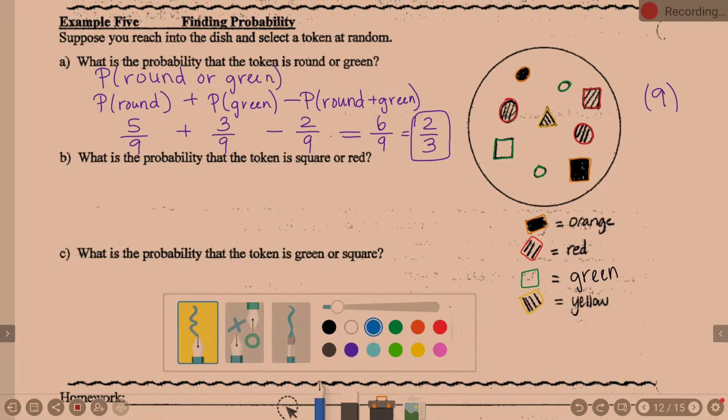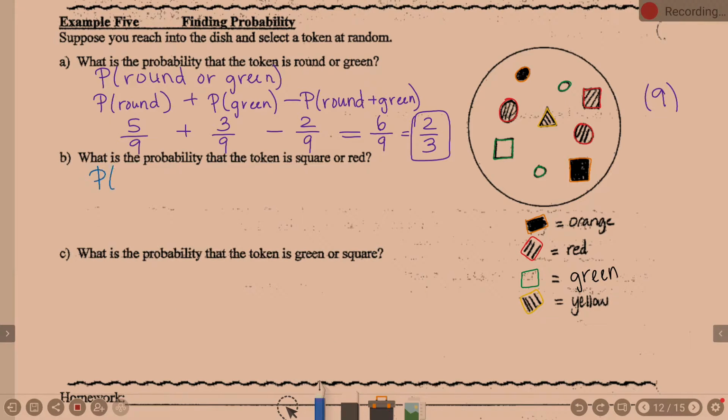So what is the probability that the token is square or red? So what am I doing first? We're going to count the squares. So probability of a square, any color. What do we have in the way of squares? Three ninths?